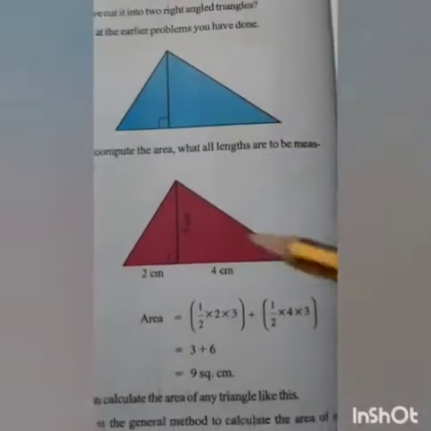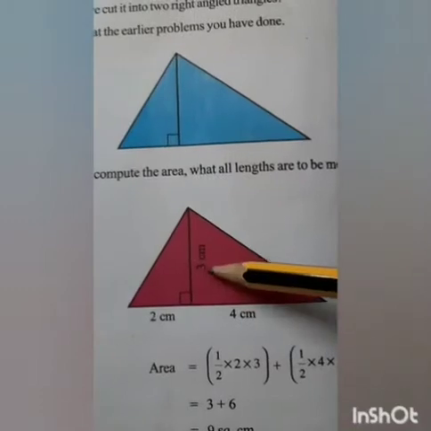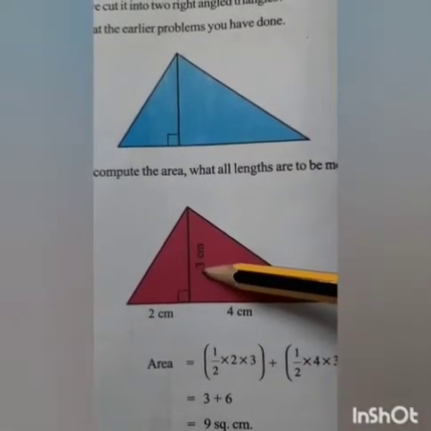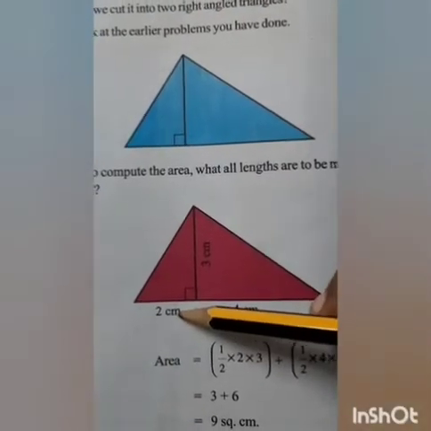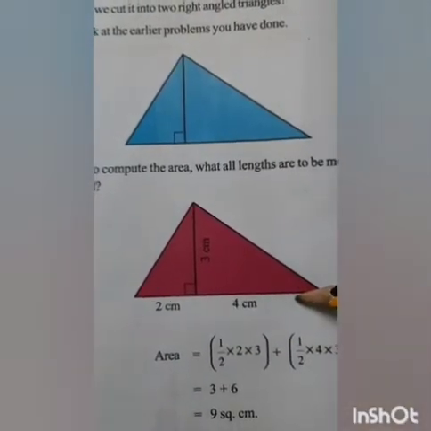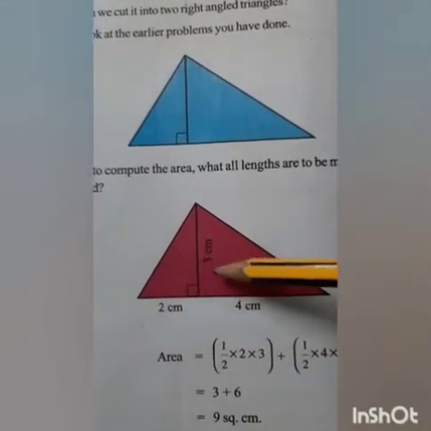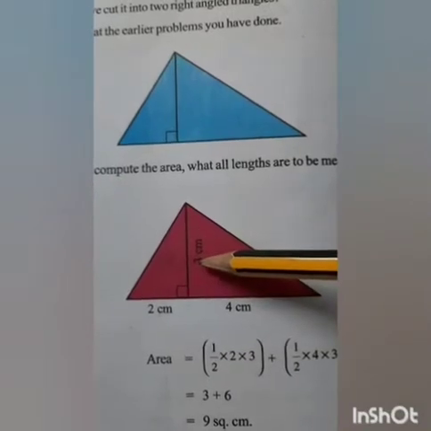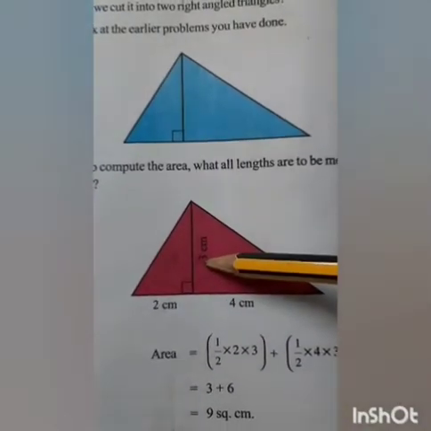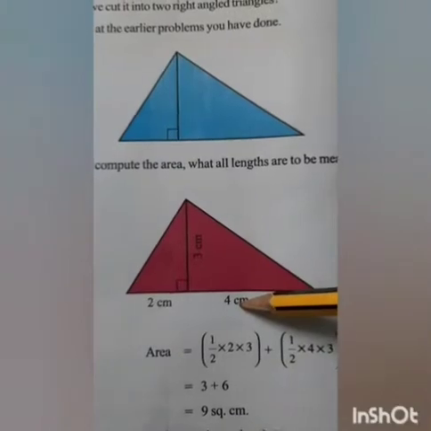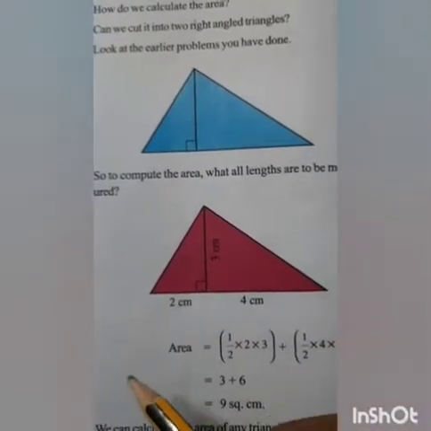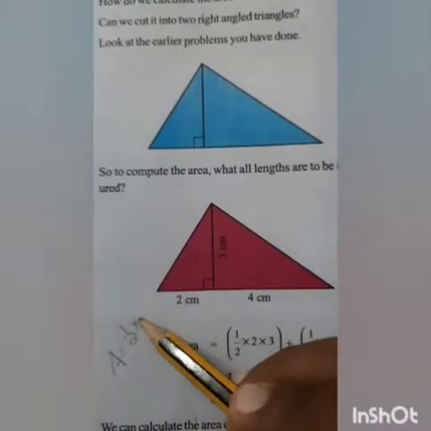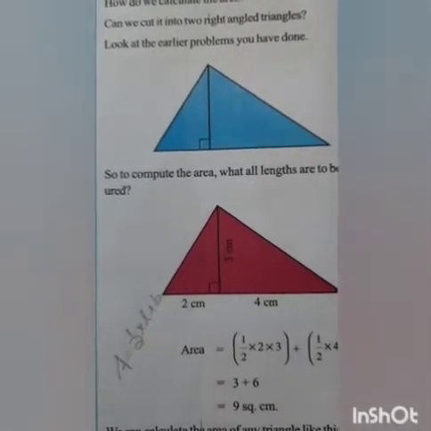Here the perpendicular length is 3 centimeter, here it is 2 centimeter, and this length is 4. So first we are getting a triangle of perpendicular sides 3 and 2. Next we are getting a triangle of perpendicular sides 3 and 4. So what is the area of a triangle? Area of a right angle triangle is equal to half into the two perpendicular sides. We can write it as length into breadth.